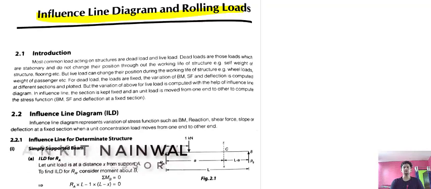What is an influence line diagram and why we are making it, we will be discussing that. First of all, you know that there are two types of loading on the structure: one is dead load and one is live load.